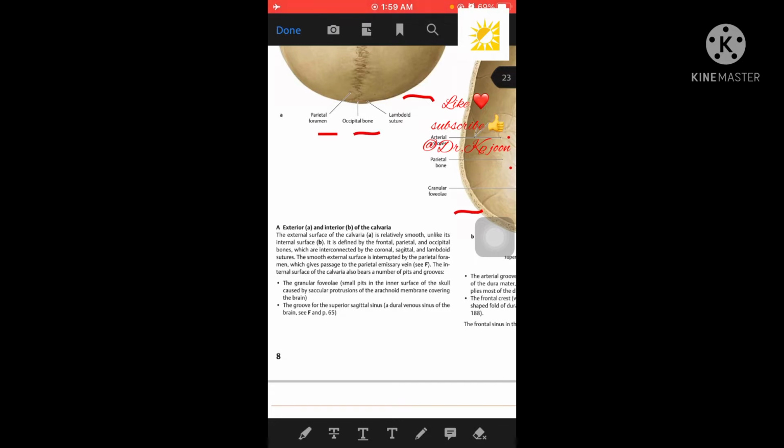The granular foveolae are small pits in the inner surface of the skull caused by the focal protrusion of the arachnoid membrane, the membrane covering the brain. There are also the grooves for the superior sagittal sinus, a dural venous sinus of the brain.